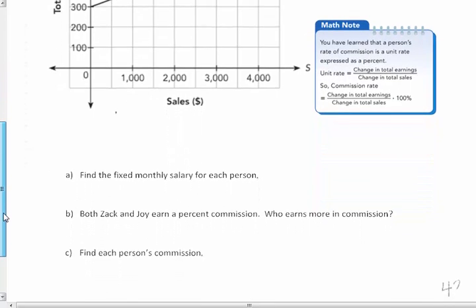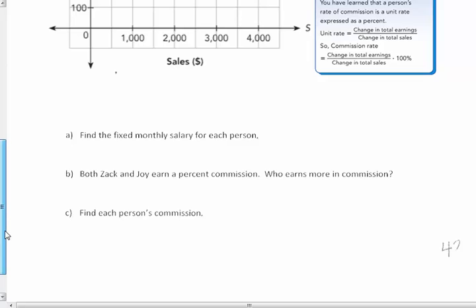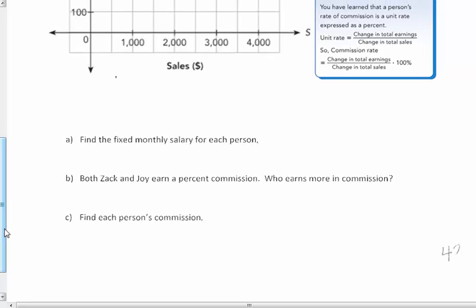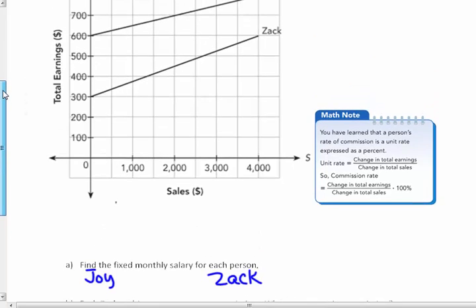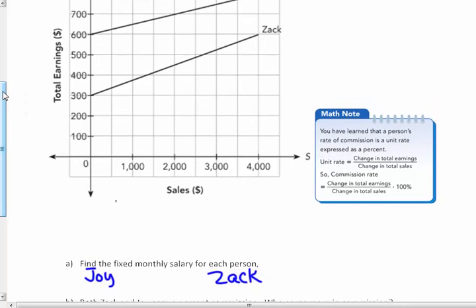So find the fixed monthly salary for each person. Joy's fixed monthly income, and Zach. I think I'll write Zach over here. So the fixed monthly income is their Y-intercepts. Joy is 600 and Zach is 300.